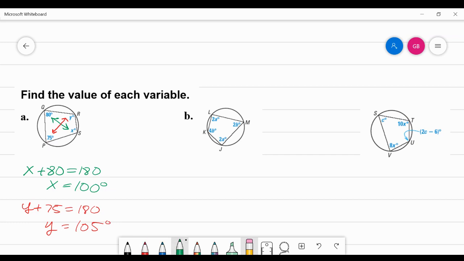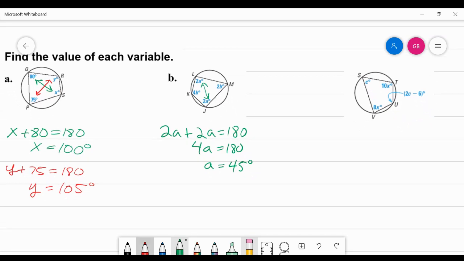Okay. Next example, 2a and 2a is equal to 180. So 4a is equal to 180. So a is 45 degrees. And then for the b variable, 4b plus 2b is equal to 180. 6b is equal to 180. So b is equal to 30 degrees.